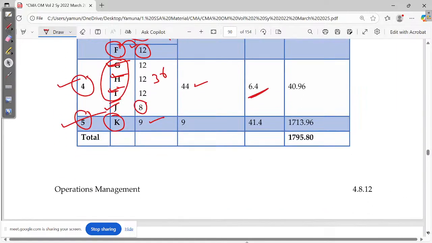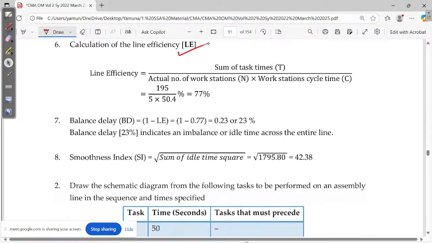Okay. Then the calculation of line efficiency. 195 is the total task time, divided by the number of workstations times the workstation cycle time. So 77% is the line efficiency. Balance delay is 1 minus that, a continuation of the earlier step. Usually we represent this as a percentage, so 23%. And when we say 23%, it's actually talking about the imbalance or the idle time across the entire day.